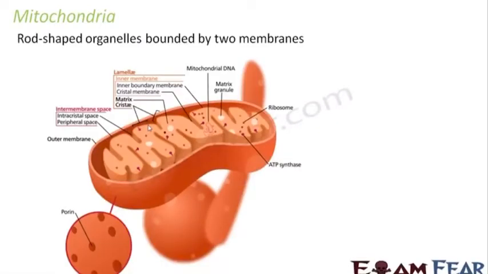Let us talk about the next cell organelle, that is mitochondria. So let us see what is mitochondria. These are rod-shaped organelles bounded by two membranes. So again, rod-like structures bounded by two membranes. If you look at it, you get a picture like this. So this is the mitochondria. This is how a mitochondria looks.